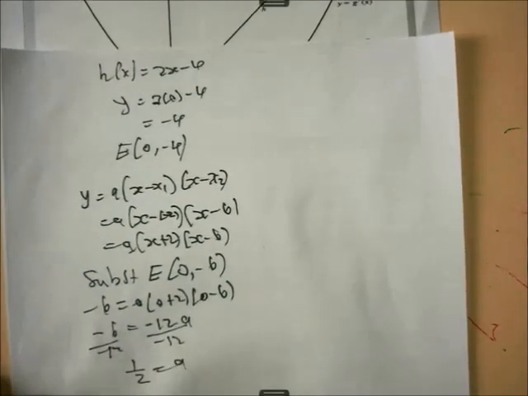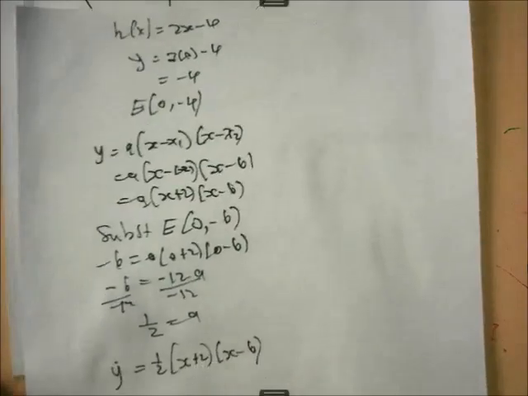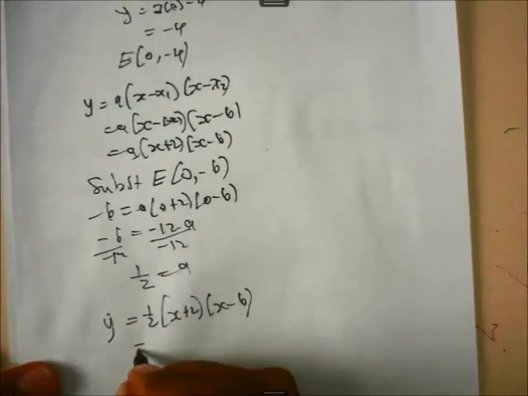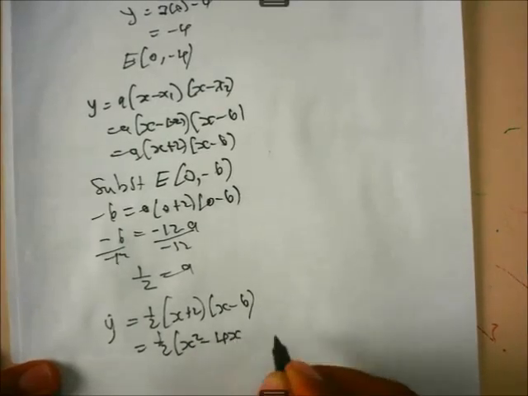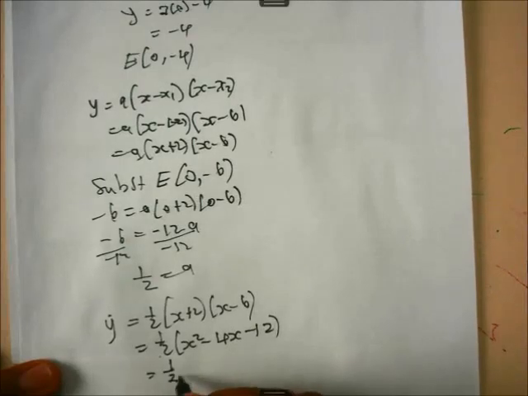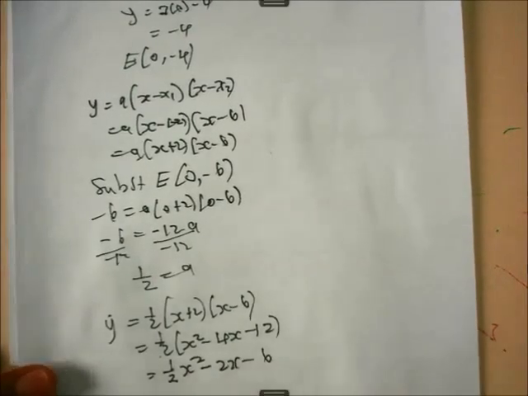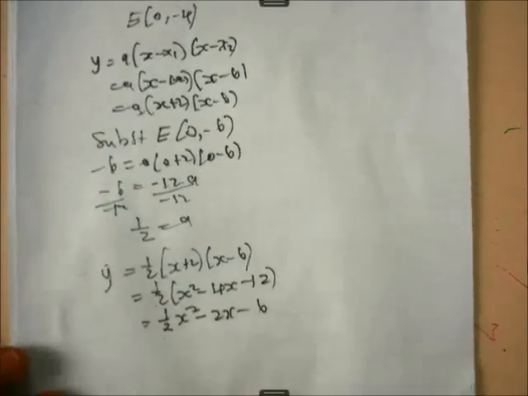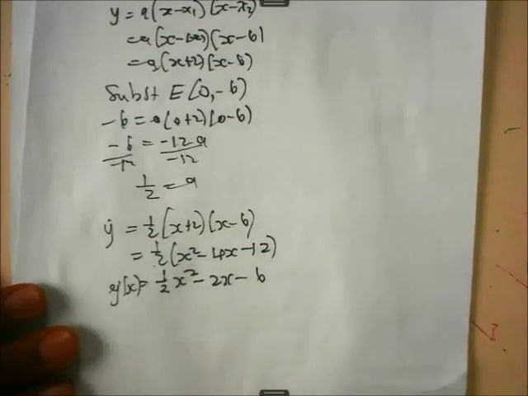You just substitute this one to say y is equal to 1 over 2 into x plus 2 as well as x minus 6. Then you multiply the brackets and you get x squared minus 4x minus 12 multiplied by half. Then you have half x squared minus 2x minus 6. Right, boys and girls, now this one will be the equation that is g prime of x, which is the derivative of what?